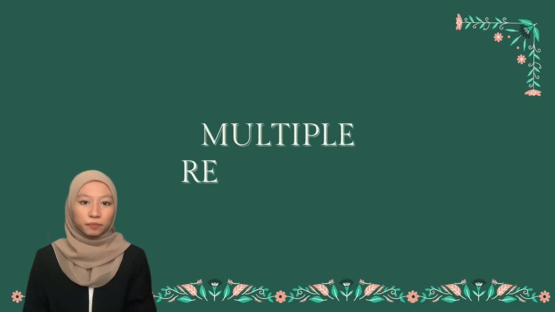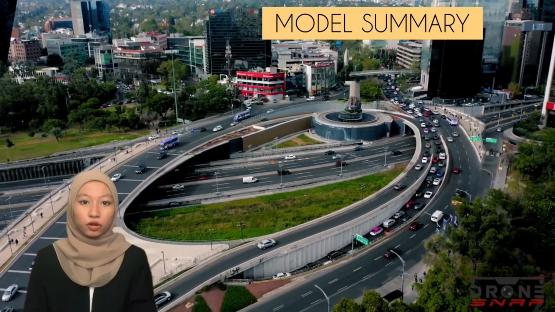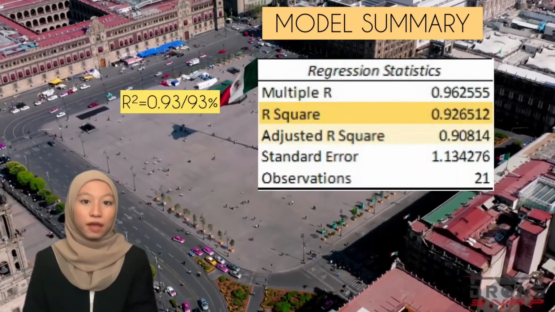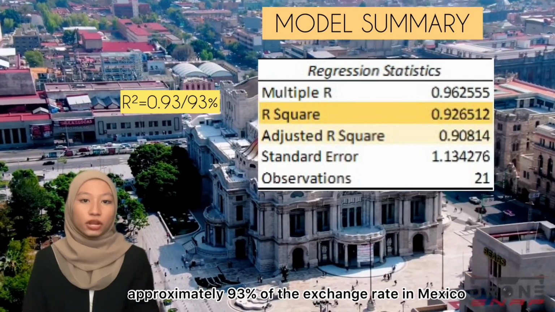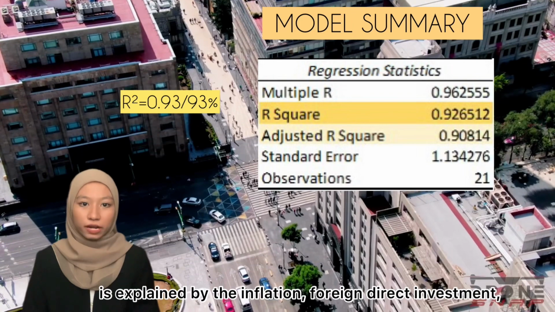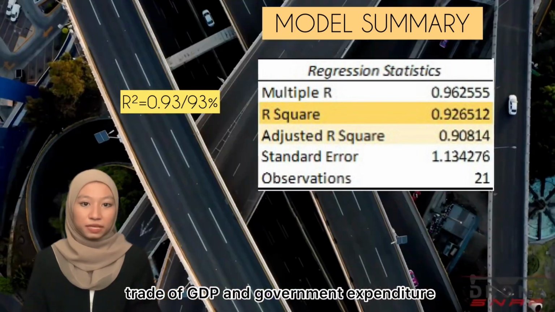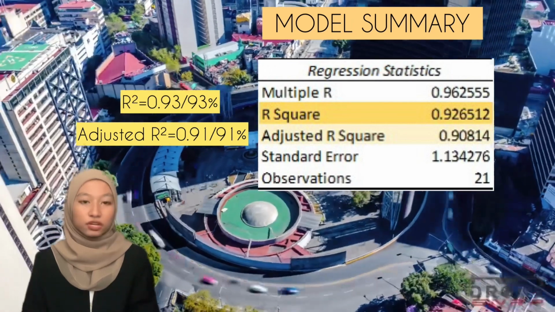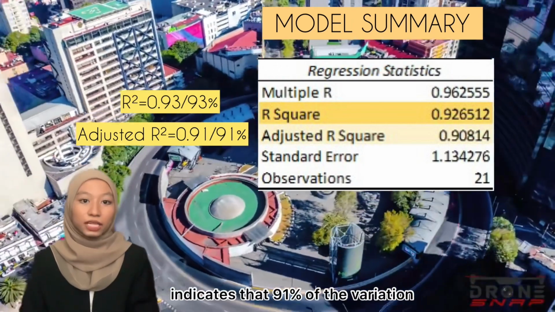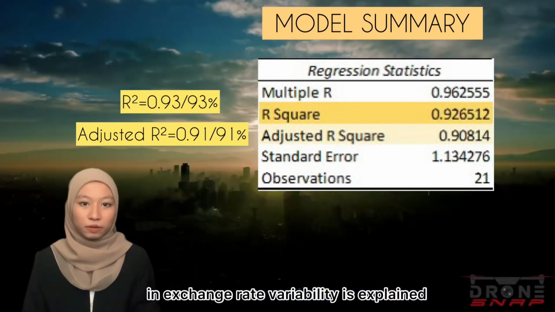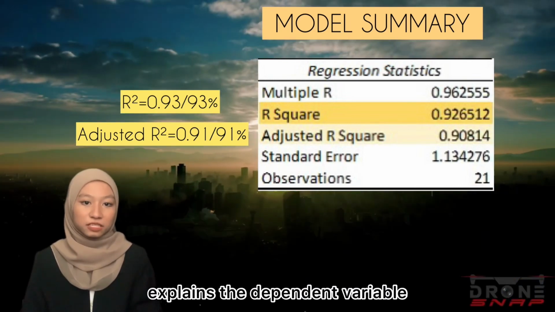Let's move to the multiple regression. The first one is the model summary. The value of R squared is 0.93, which means that approximately 93% of the exchange rate in Mexico is explained by inflation, foreign direct investment, trade of GDP, and government expenditure. The adjusted R squared value of 0.91 indicates that 91% of the variation in exchange rate variability is explained. The independent variables explain the dependent variable.